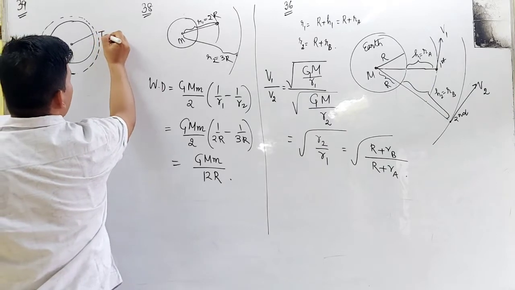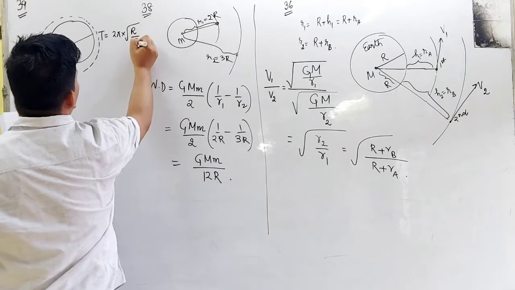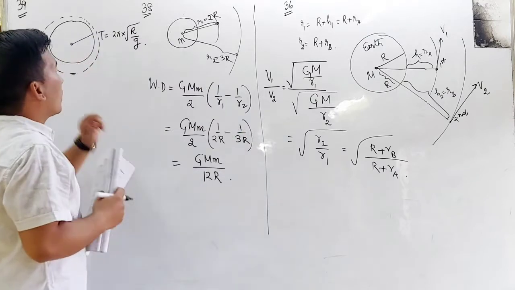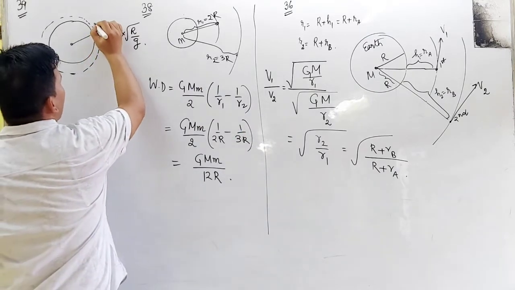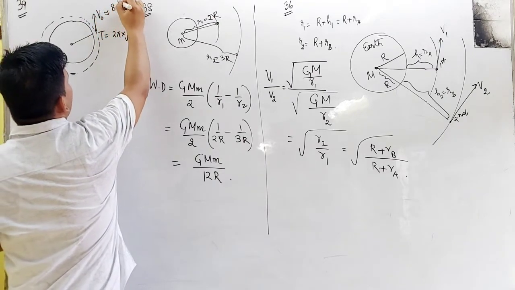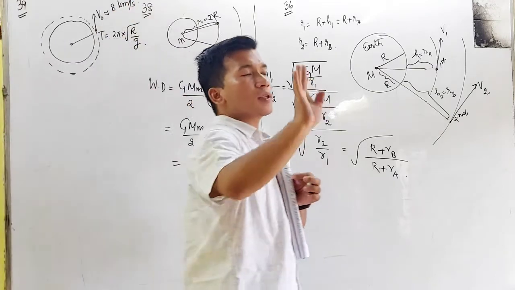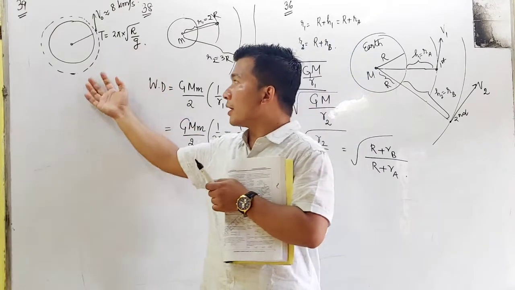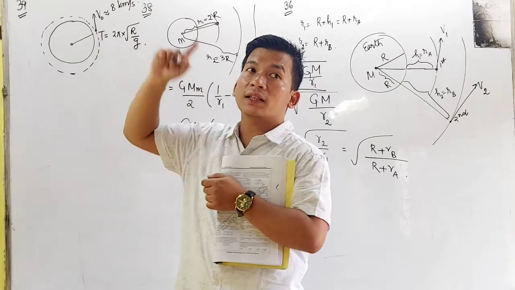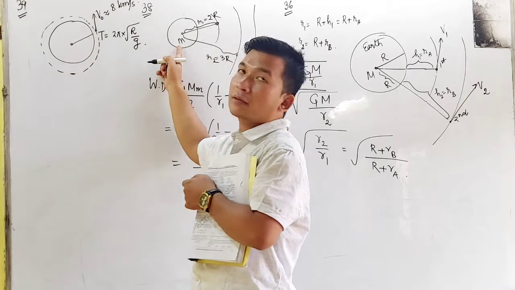Our time period was equal to 2π root over r divided by g. With what velocity? What will the orbital velocity be? It will be approximately 8 kilometers per second. I am just giving you an insight about the different orbital velocity and the different time period for a satellite which will be rotating just above the earth surface and which is at a particular distance.